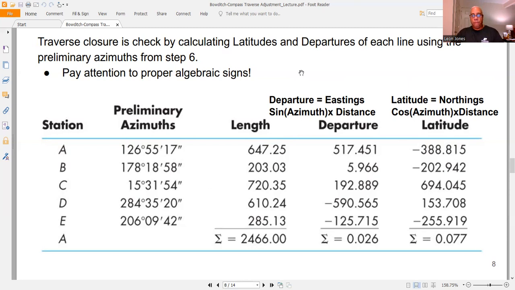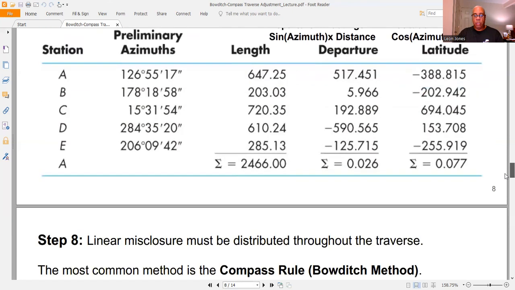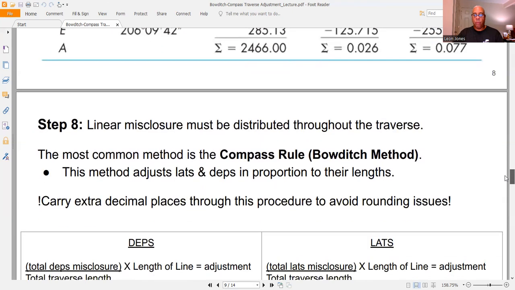So once we use this formula, we get all this information here, then we're going to total up our lengths, and then we're going to total up our latitudes and departures. Then we're going to find out what our misclosure is. So we're using what we call the Bowditch method. That's the most common method.